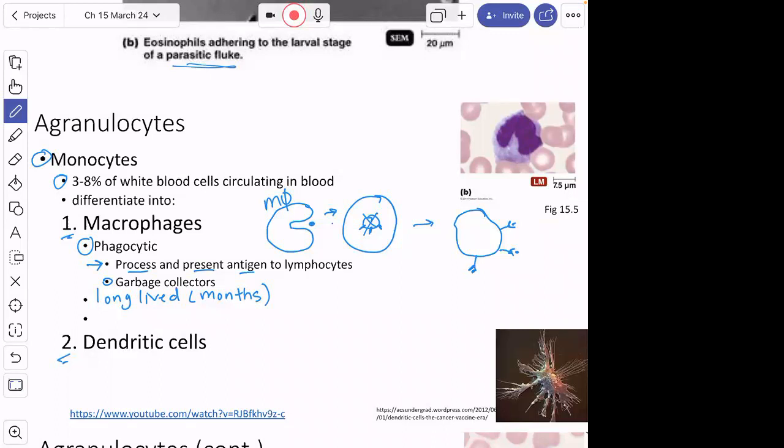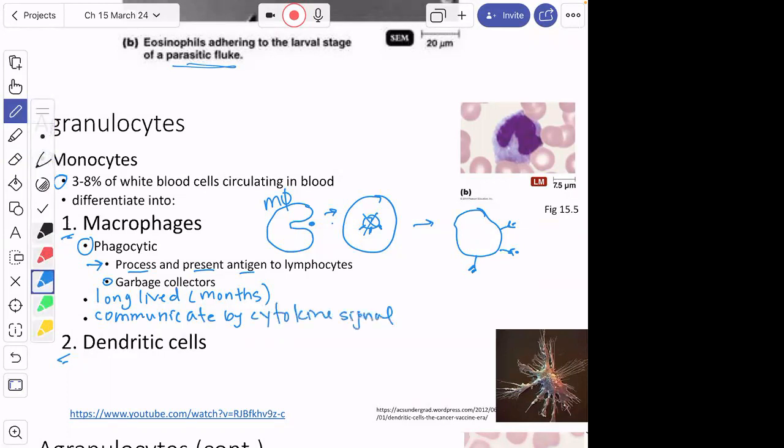And lastly, they communicate with other cells by cytokine signals. We are going to talk a little bit more, maybe at the end of lecture today or beginning of the next one, about some examples of cytokines. But this is just a general name for a signaling molecule. They're usually proteins secreted by certain cells, and other cells have receptors for those. So again, it's how cells communicate, basically.